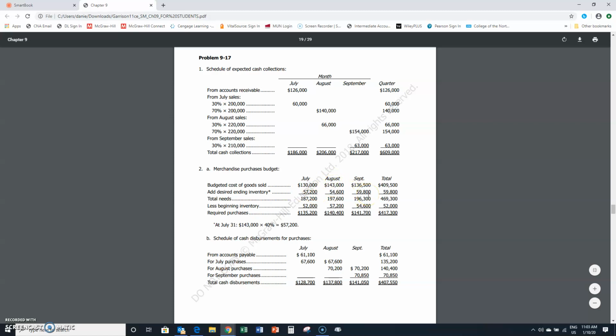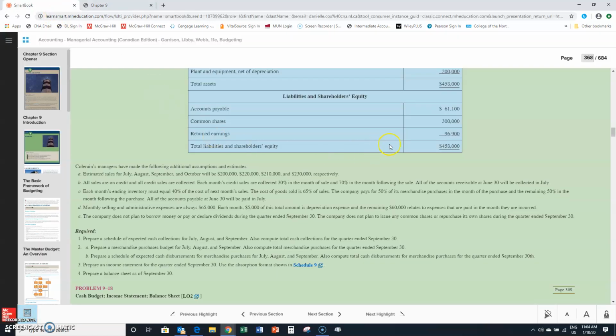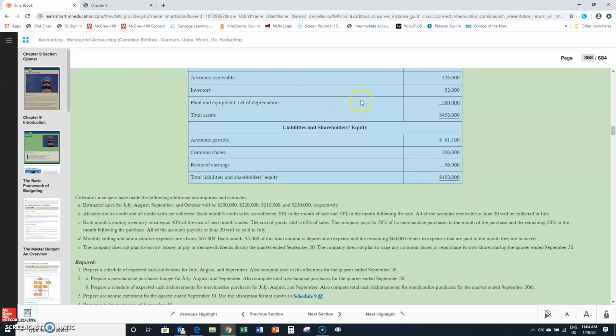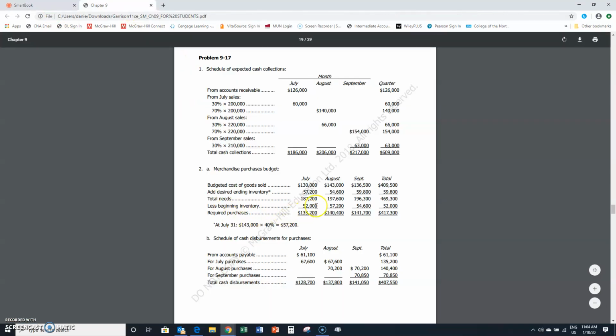And we actually have October's numbers, so we can work out what the ending inventory is in September. So our total needs are what we need for the month, plus our desired ending inventory. But what do we already have in our beginning inventory? We're given the number up here, inventory 52,000. So that's our beginning for July. So if we need 187,200, we already have 52,000, so we need to purchase 135,200.